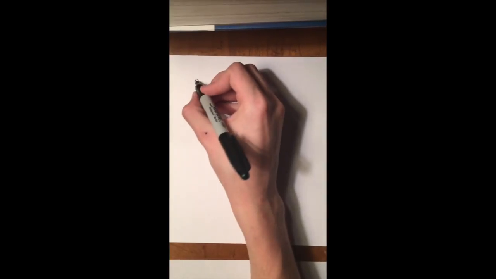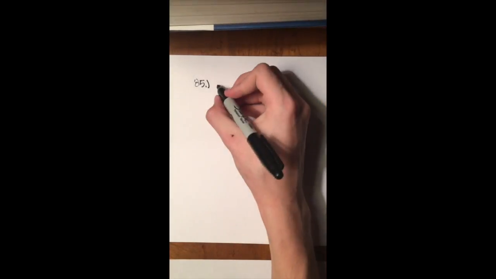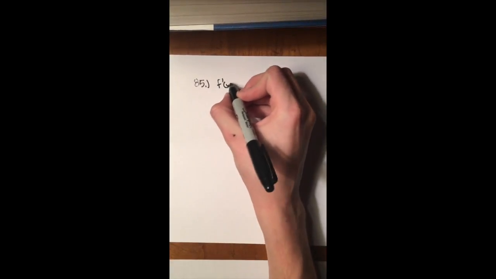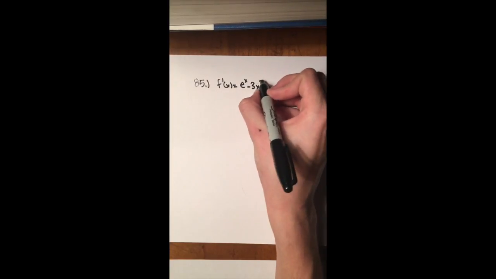Alright guys, today we're going over 85 through 87, so let's just get started with number 85. For this question, we are going to be using the derivative to find the relative maximum value of this function. F prime of x is equal to e to the x minus 3x squared.